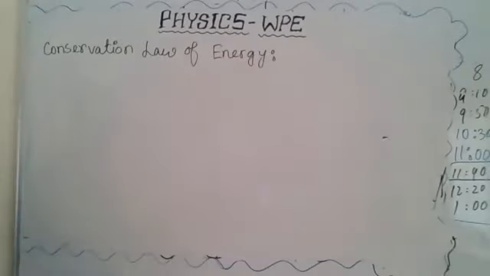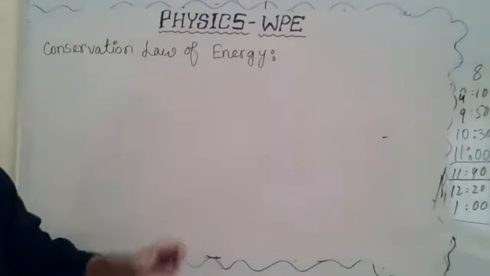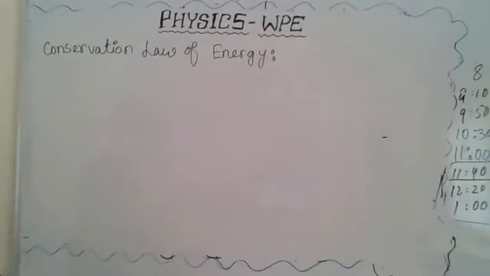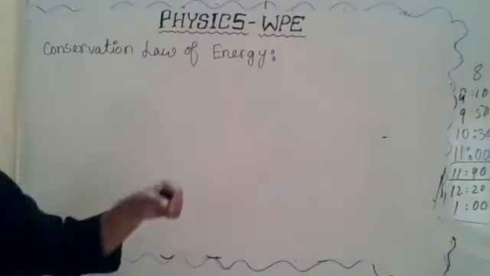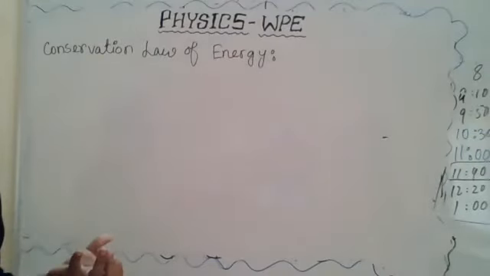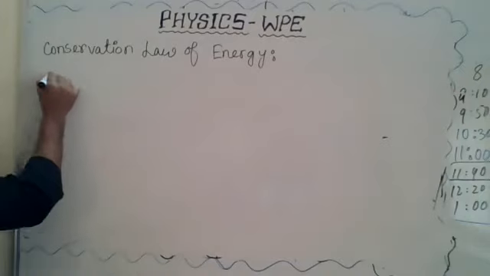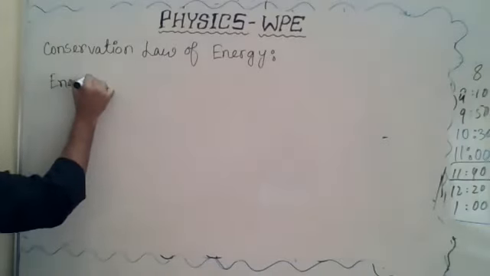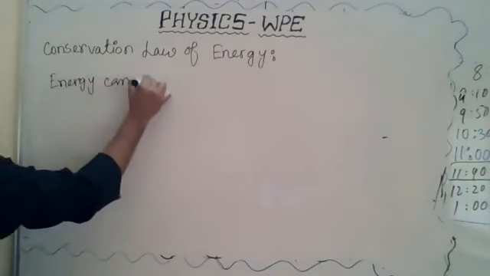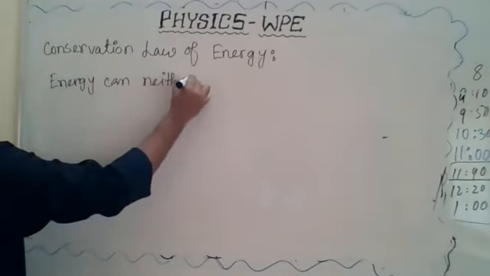If you remember, we already studied in the fourth chapter the conservation law of momentum, right? Whenever we say conservation of momentum, that means the total momentum remains the same. Now we are saying the conservation law of energy, that means the total energy of the universe always remains the same. Nobody can produce or destroy any kind of energy. Energy can only be transformed from one form to another. This is what I was just saying, right? One of the most important laws of physics.